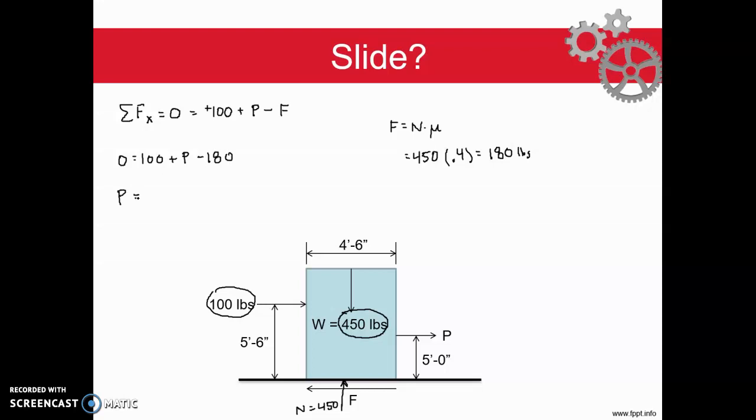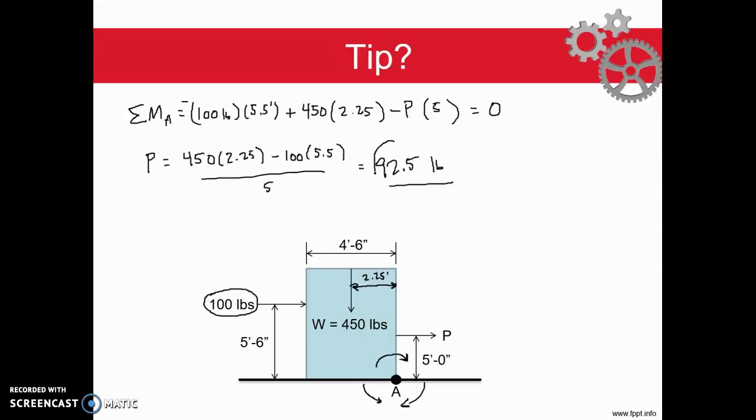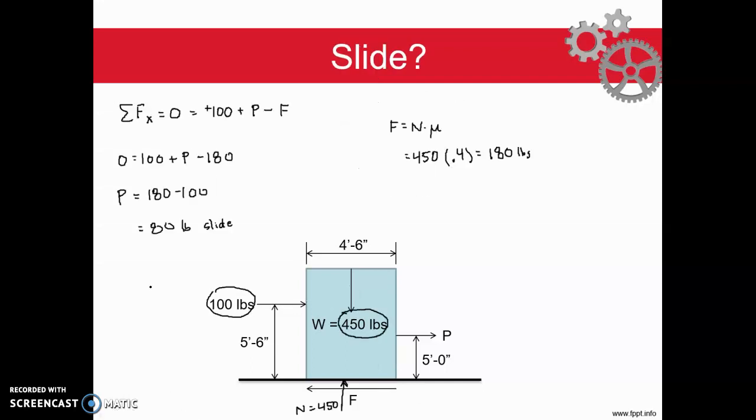So we solve for P. We can see that P is equal to 180 minus 100, which equals 80. So it takes 80 pounds to slide, and we calculated earlier that it takes 92.5 pounds to tip it over. So that's 92.5 pounds to tip.